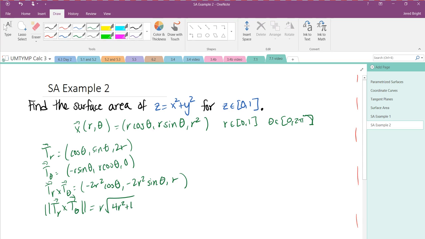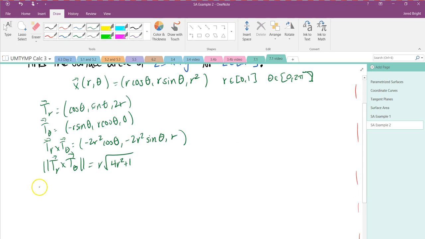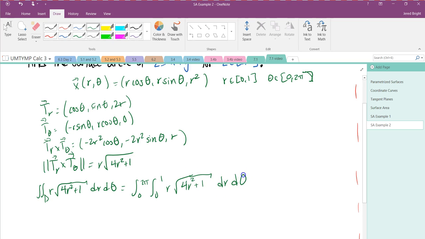Okay. So now I'm ready to find the surface area because I need to do the double integral of the length of this standard normal vector. And so this is going to be r square root of 4r squared plus 1, dr d theta. And when I put in the bounds, I'm going to do 0 to 2 pi, 0 to 1, and then r square root of 4r squared plus 1, dr d theta.